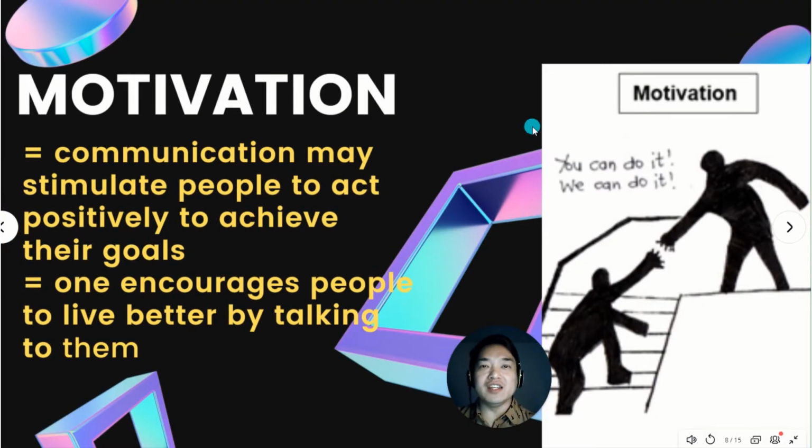The fourth function of communication is motivation. In here, we communicate with other people to stimulate them to act positively to achieve their desired goals in life. The speaker may encourage people to live better by talking to them. Just like in this example, our photo, you have this person telling the other person who is trying to reach him to just do it and that he or she can do it, positively motivating him to achieve his or her goals.